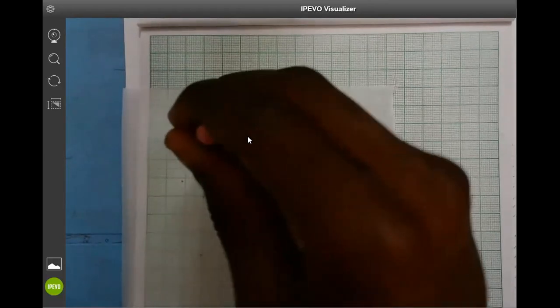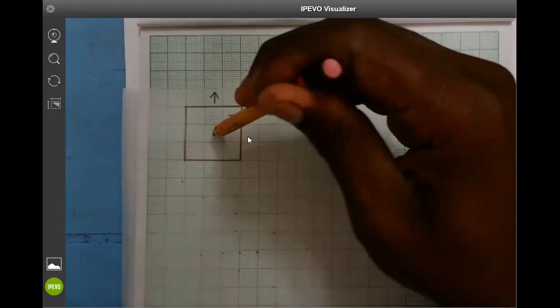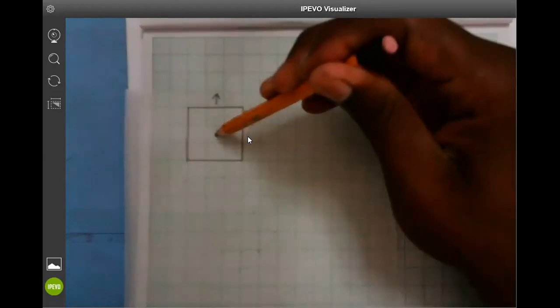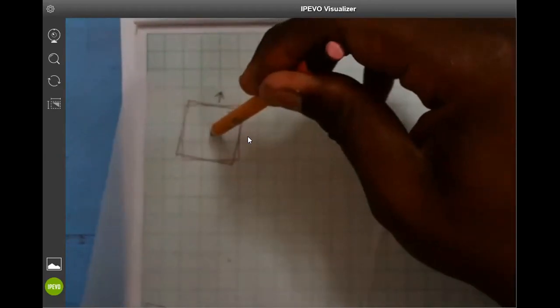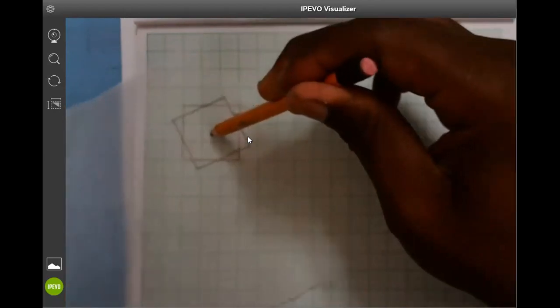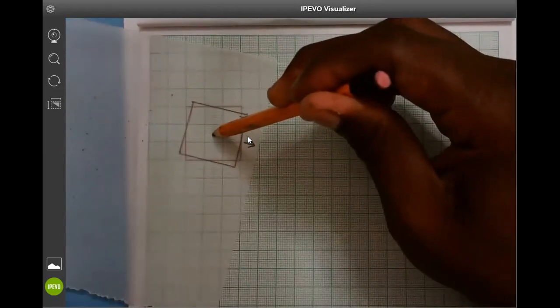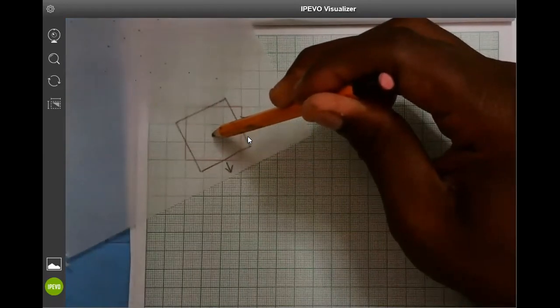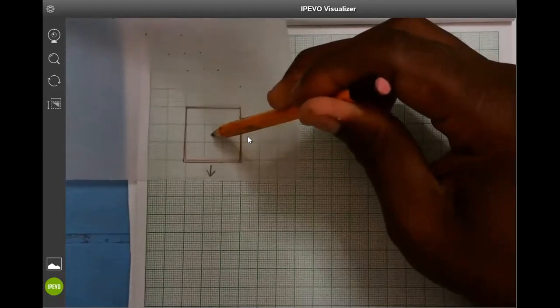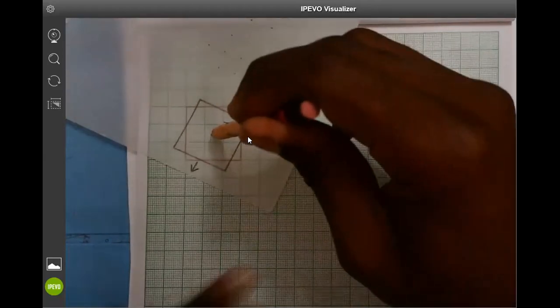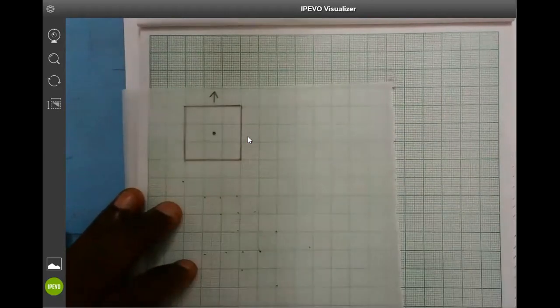But whenever the original shape regains its look, I get one order of rotation. So I start rotating my tracing paper. I rotate. That's one order of rotation. I keep rotating. That's the second order of rotation there. Then I keep moving my tracing paper. I get the third order of rotation. And finally, I go back to the original. That's my fourth order of rotation.